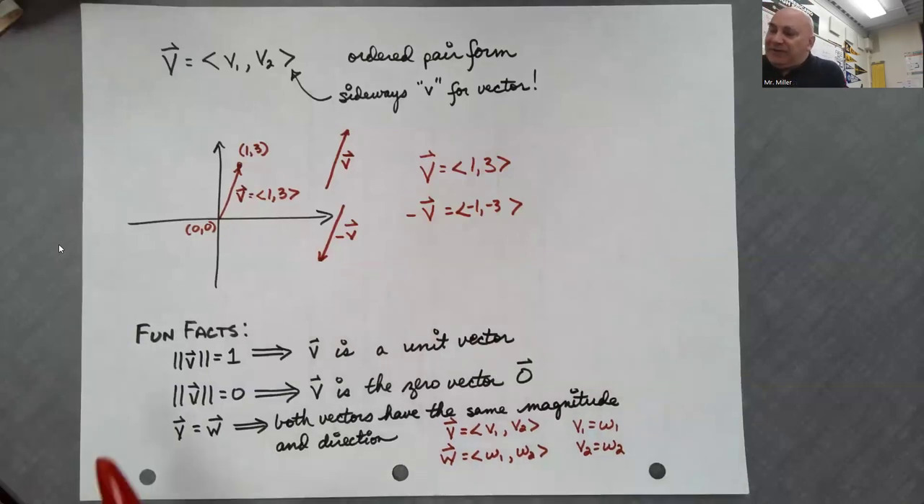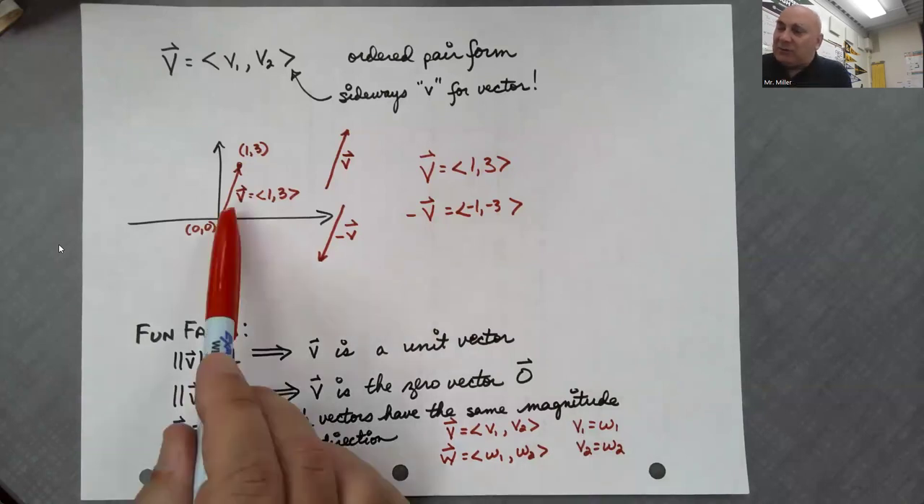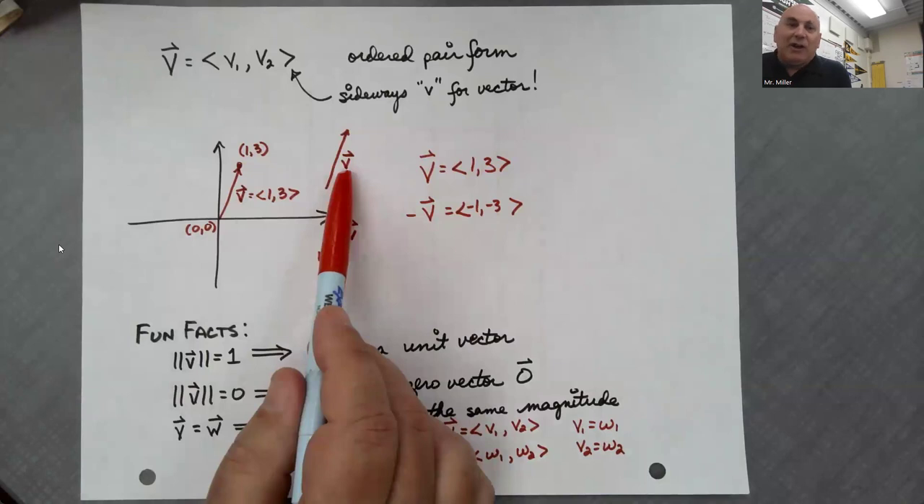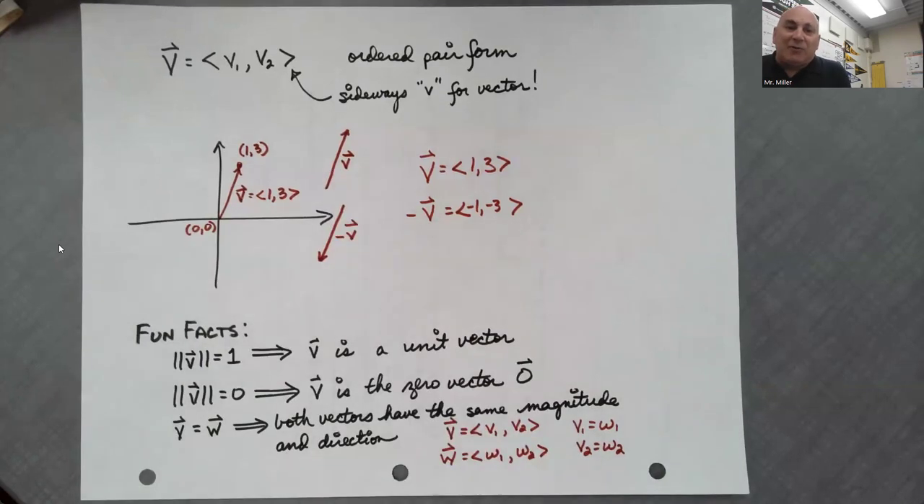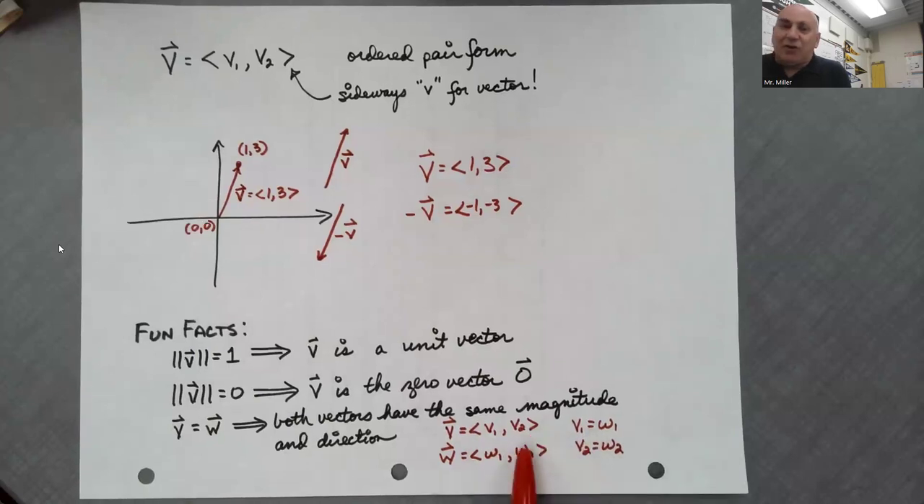If the magnitude of a vector is one, then that vector is called a unit vector. If the magnitude of a vector is zero, it's called the zero vector. And if two vectors are equal to each other, then they have the same magnitude and direction. I could call this one vector V and this one vector W, and V and W would be equal because they both have the same magnitude and direction. They both have the same horizontal component, and they both have the same vertical component.